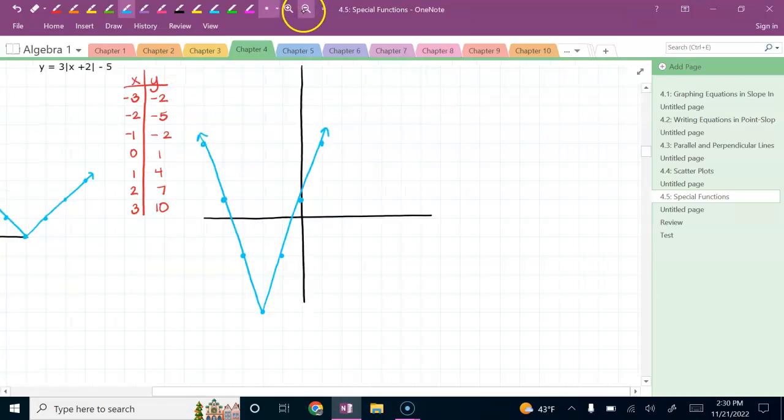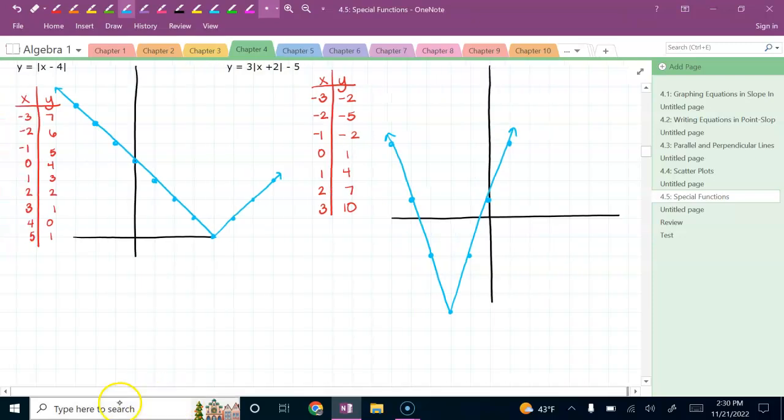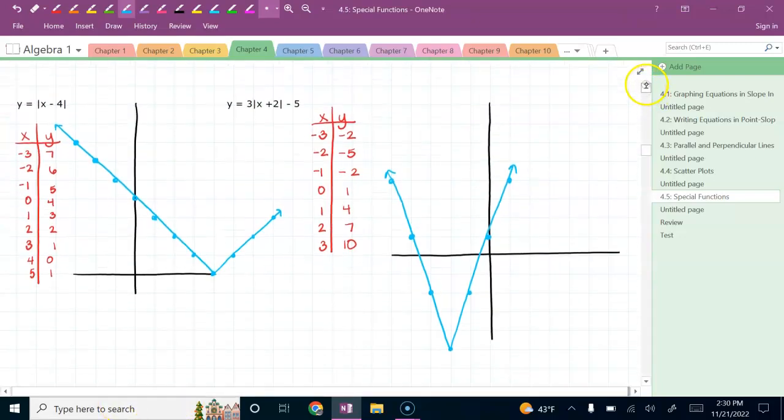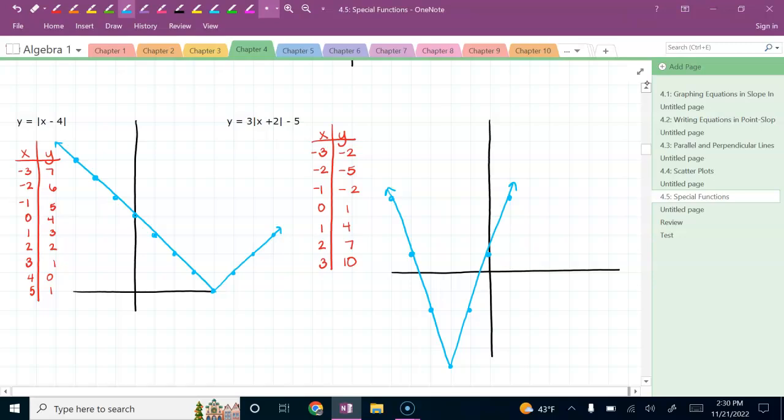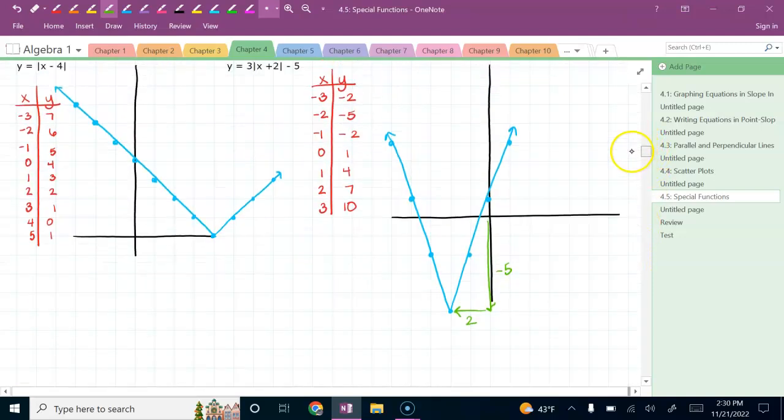And again, if you look at that one side by side with some of these other ones here, this one's got a lot going on. It moved down 5 because of that -5. So you can see this vertex went down 5 here. It also went left 2, and that's because of that +2 inside there. So that takes care of those numbers. And then that 3, again, it's acting kind of like what was happening up here. It's stretching that graph.